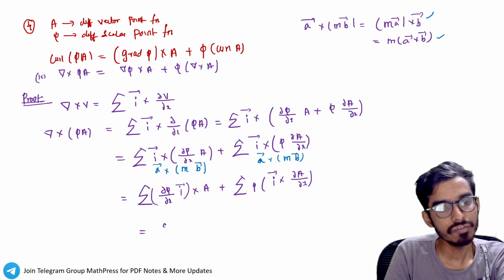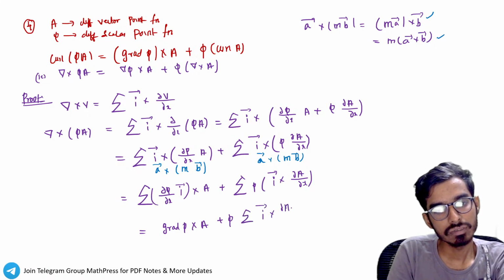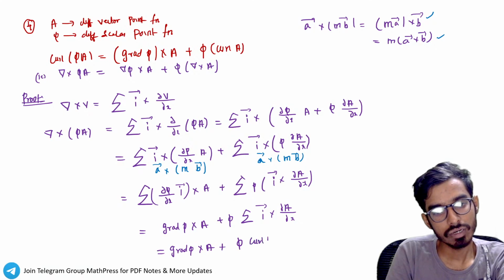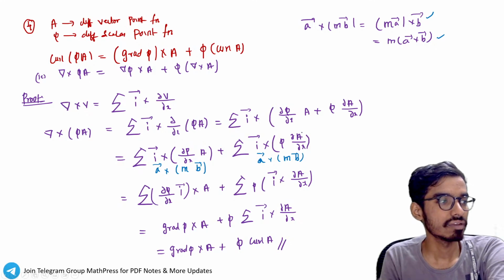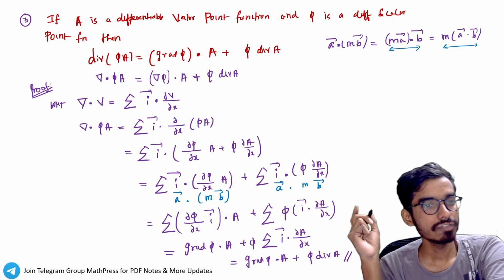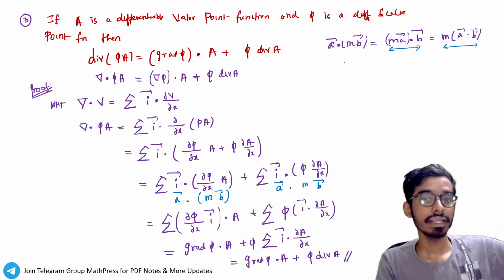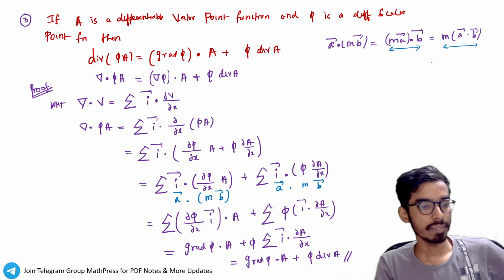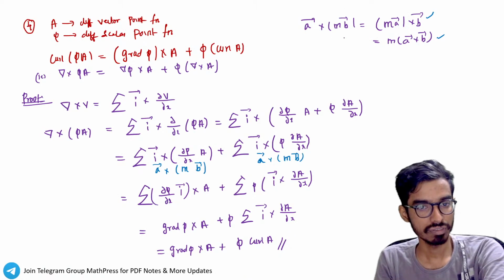Now what is this? This is grad phi cross A. And if I take this phi outside, this will be summation i cross dou A by dou x, which is curl A. So grad phi cross A plus phi into curl A. This is what we need to prove, right? Is it clear? So all these four identities are very easy. The only thing is you have to remember A dot mB is mA dot B, that is the same as m into A dot B, and A cross mB likewise. You have to use this result.